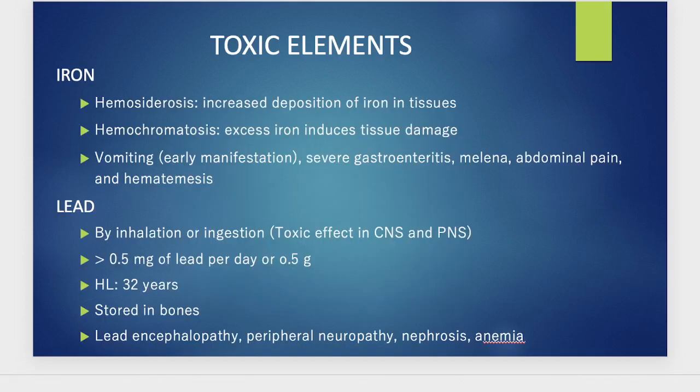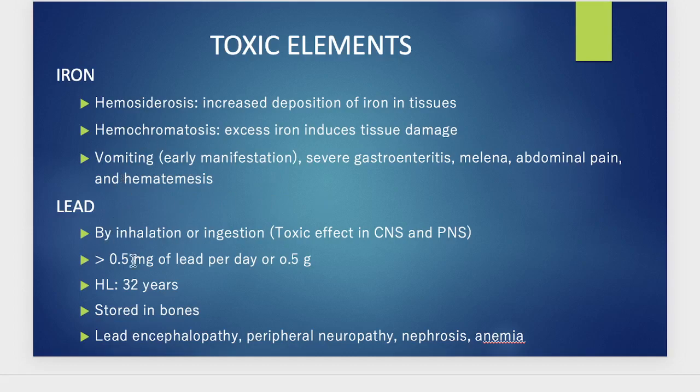We're also done with this one, your iron and your lead. For your iron, we have hemosiderosis, increased deposition of iron in the tissues. You also have hemochromatosis, excess iron induces tissue damage, and vomiting will be the early manifestation. You also have severe gastroenteritis, melena, because when you take too much iron, it will cause darkening of your stool, abdominal pain, and hematemesis.